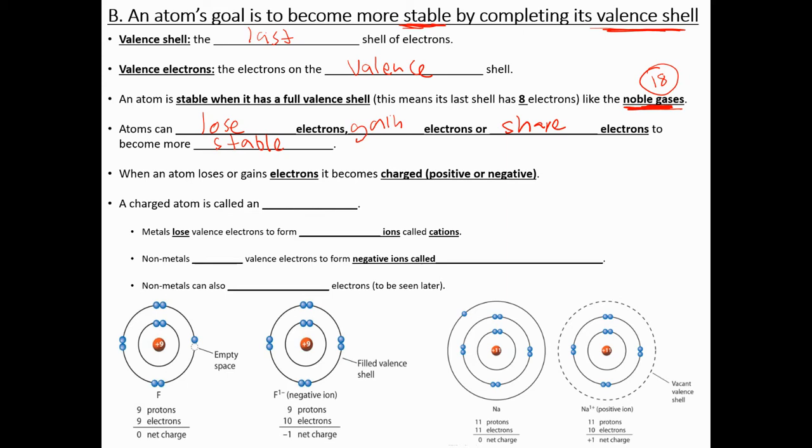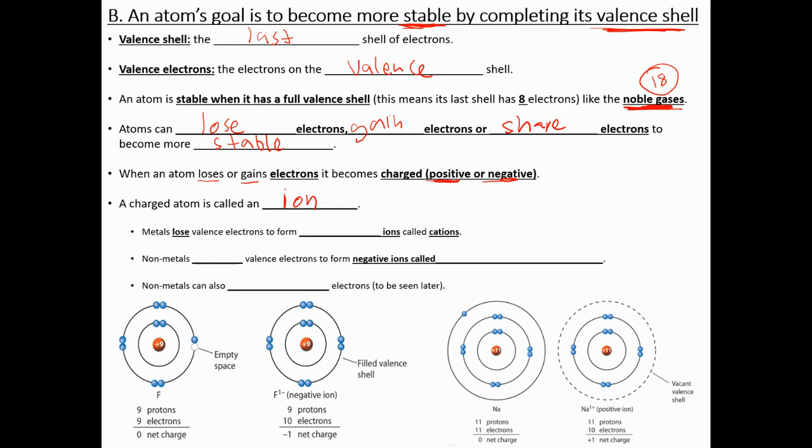So let's talk about the idea of losing and gaining. When an atom loses or gains electrons, the charge is going to change. It's no longer going to be neutral because now you're not going to have a balance of positive and negative anymore that are equal. So if an atom loses or gains electrons, it's going to become charged, and it could be either positive or negative. Anytime you have a charged atom, we call that an ion. So a charged atom is called an ion, and the way that it became an ion was by losing or gaining electrons.